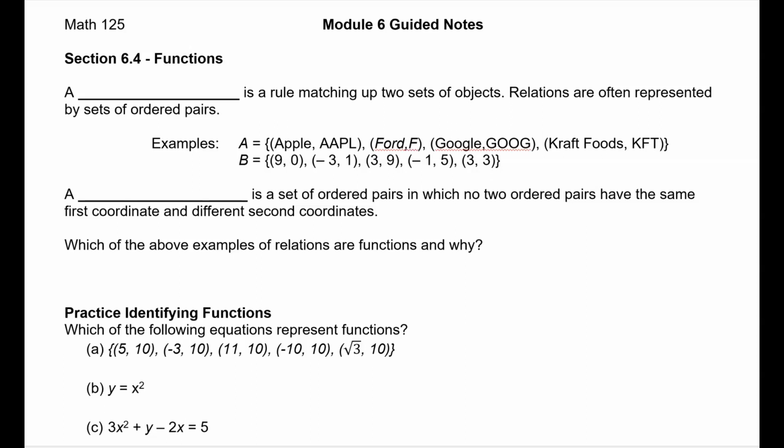Hi, welcome to Module 6. Module 6 is on functions. We'll talk about what a function is and how to identify it. We're also going to get into domain and range, and then we're going to follow that up with learning about specific types of functions like linear functions, quadratic, exponential functions. There's a lot packed into this module.